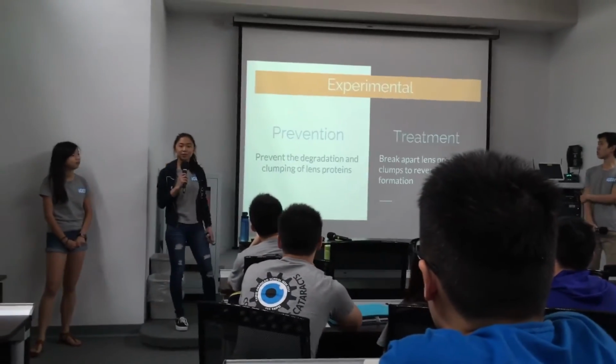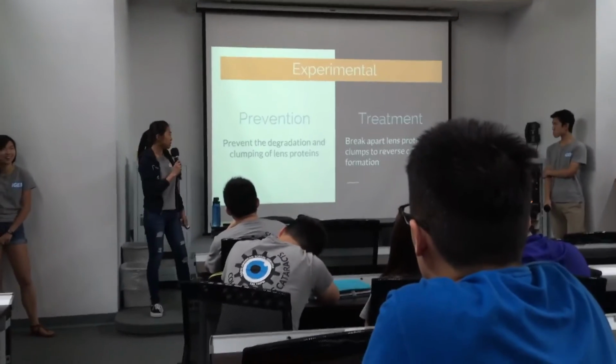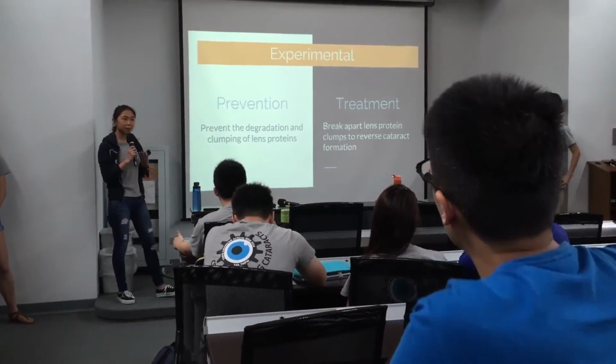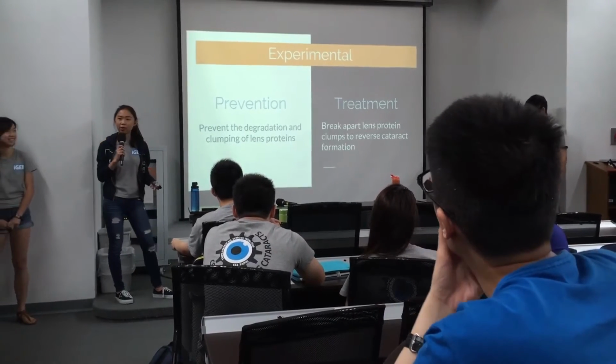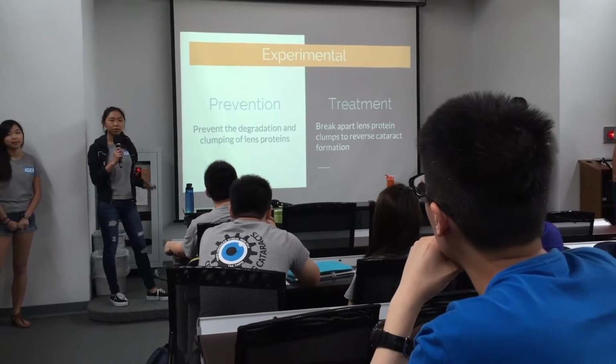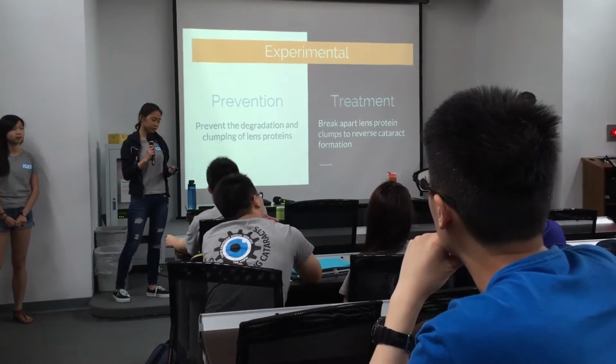So I'll be covering the experiment part of our project, which can be broken down into two sections. First, in prevention, we want to prevent the degradation and clumping of the proteins, so there will be no cataract formation. Second, in treatment, we want to break apart the proteins that are clumped together in order to reverse the cataract formation.